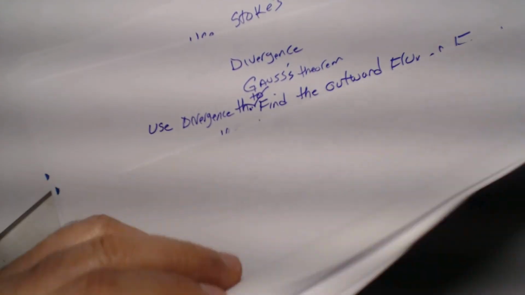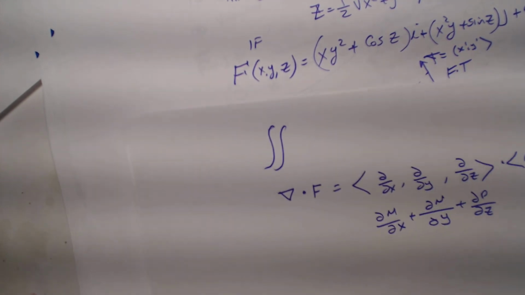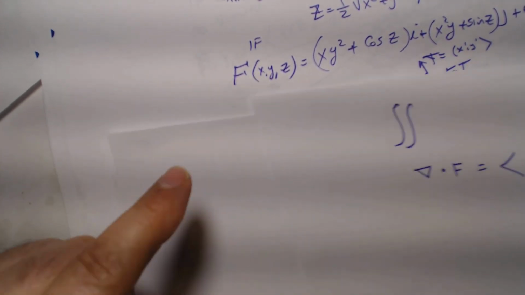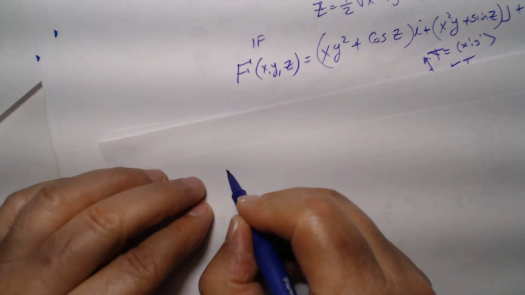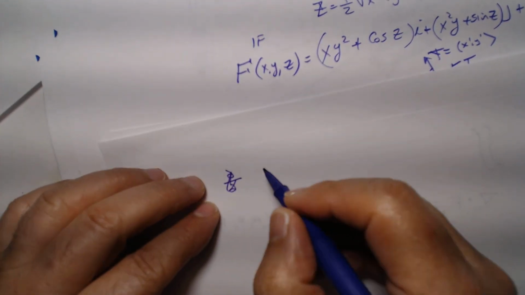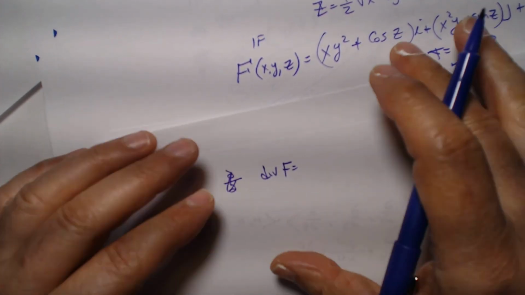That is your divergence right here, and that's what we need to do. Okay, let's go to the problem and say, what is my vector field? My vector field is this one. I'm going to find the divergence of the vector field, partial derivative of x.